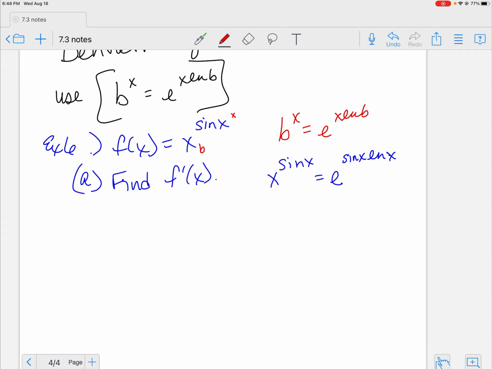This is my x part, and this is my b part. That goes right with that b and that x. Right? Okay. Where this is my base and this is my exponent. Just making sure you get this.